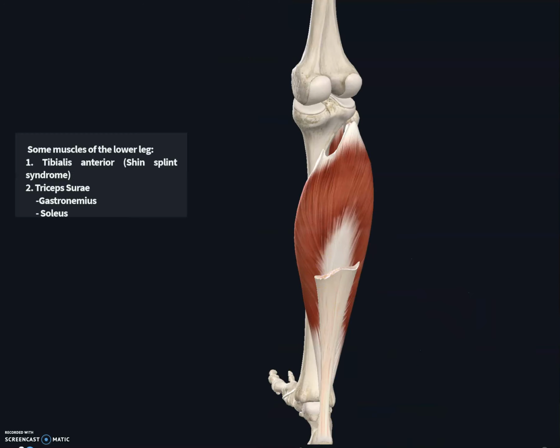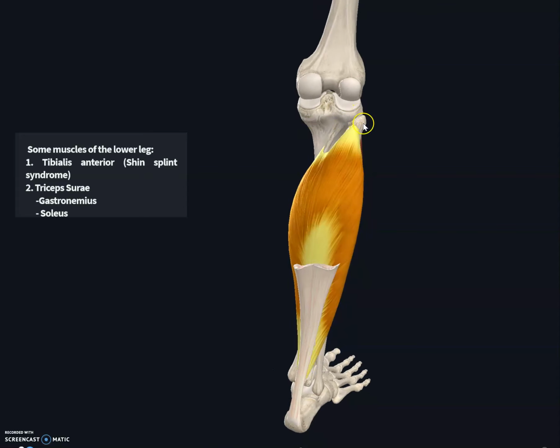Now what you're looking at is the soleus muscle. I just hid the gastrocnemius. The gastrocnemius are the superficial muscle. The soleus muscle that you're looking at right now is deep to the gastrocnemius muscles. Okay. So the soleus muscle originates at the head of the fibula. So that is the head of the fibula.